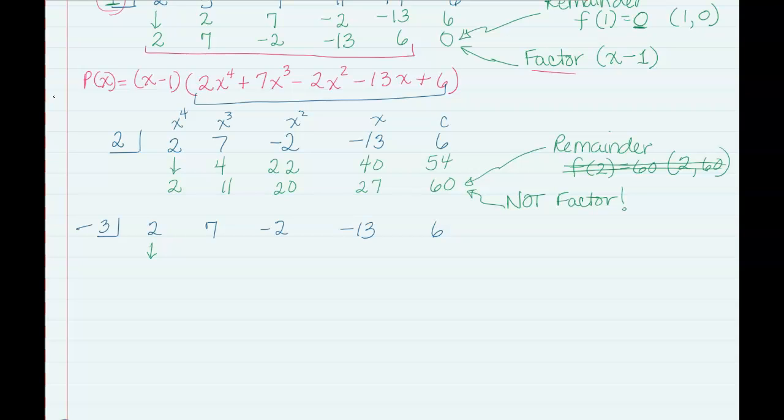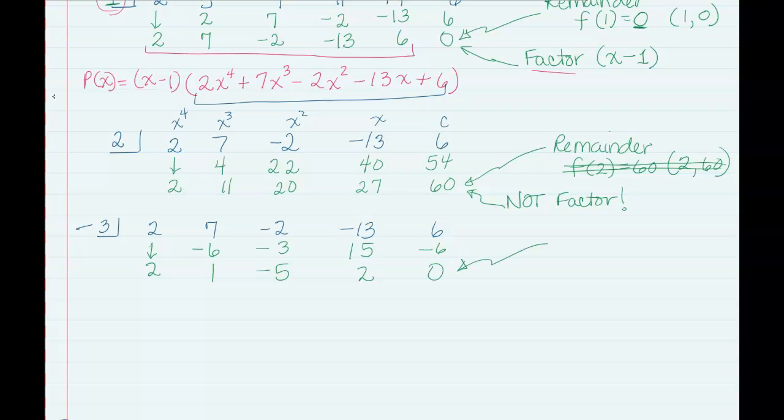You'll see why I want to try negative 3, because at first we brought down the 2. When we multiplied, we had a 6. But notice, now I'm going to get negative 6. When I add, I get a positive 1. When I multiply, I get negative 3. When I add, I get a negative 5. And when I multiply, I'm going to get a positive 15. When I add, I get a positive 2. When I multiply, I get negative 6. And when I add, I get 0.